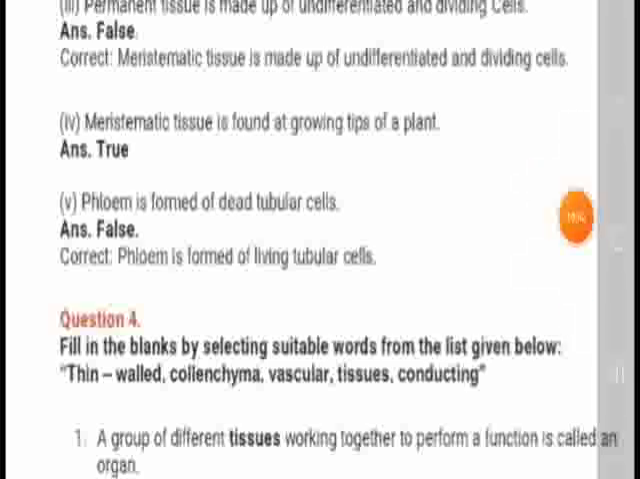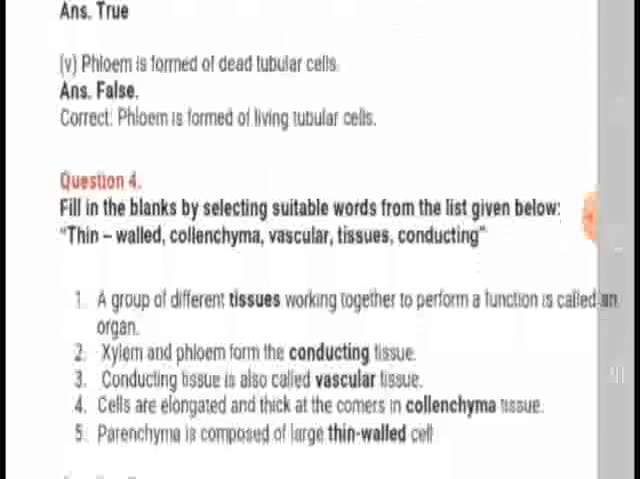Meristematic tissue is found at the growing tips of the plants only. Phloem is formed of dead tubular cells. No, it is wrong, because phloem is formed of living tubular cells.